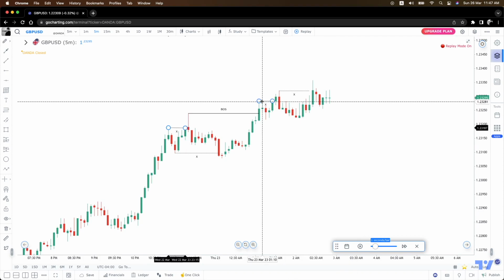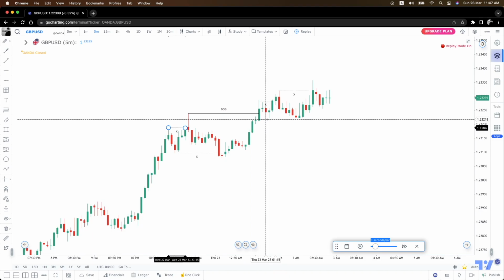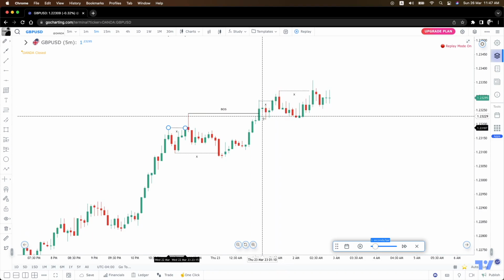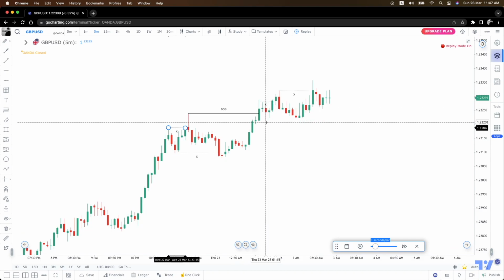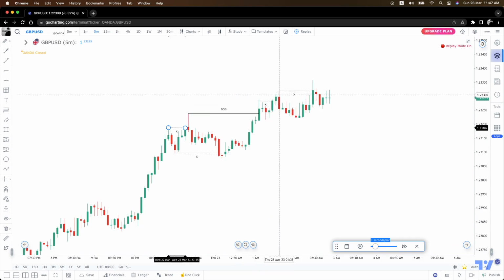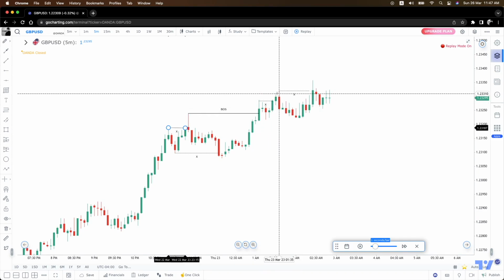Same thing happens here. You see impulse, correction, and another impulse. Is this correction taking any liquidity? No, it's not taking any liquidity to the downside. So instead it just pushed up, breaking the previous high. So this is an inducement, just a minor inducement to the upside.